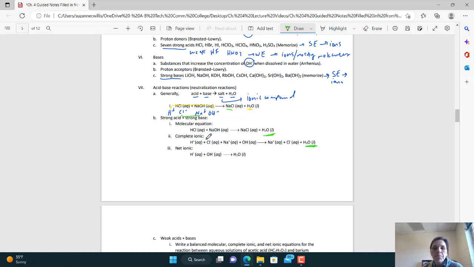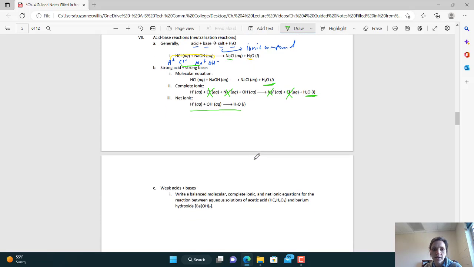Does that make sense? And then remember, spectator ions are just boring. They're like me at a sporting event. I love sports, and I just sit, but I'm not participating. I like to watch the sport. So these guys are the spectator ions. You leave them out, and then you get your net ionic equation. See how similar it is to before?